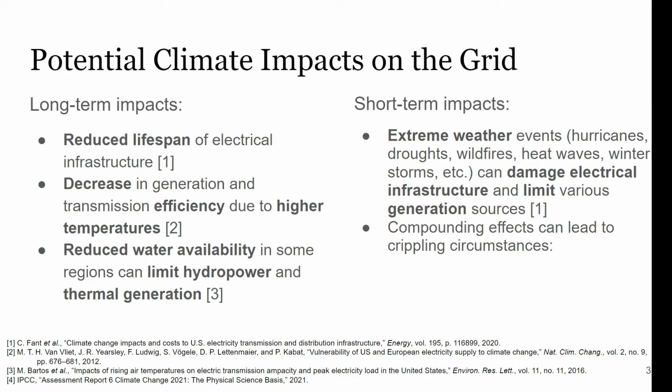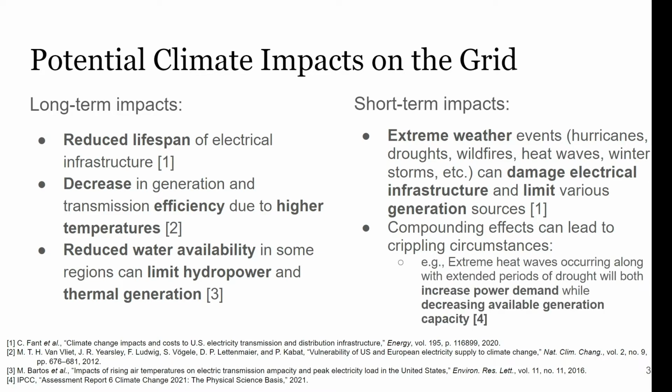And then also recently we've discovered there are more compounding effects that can lead to really bad circumstances for a grid. For example, an extreme heat wave and a bad drought at the same time. These are becoming more likely to occur together, and they really can stress a power grid because the heat increases power demand for cooling, and then the drought limits the available generation capacity.